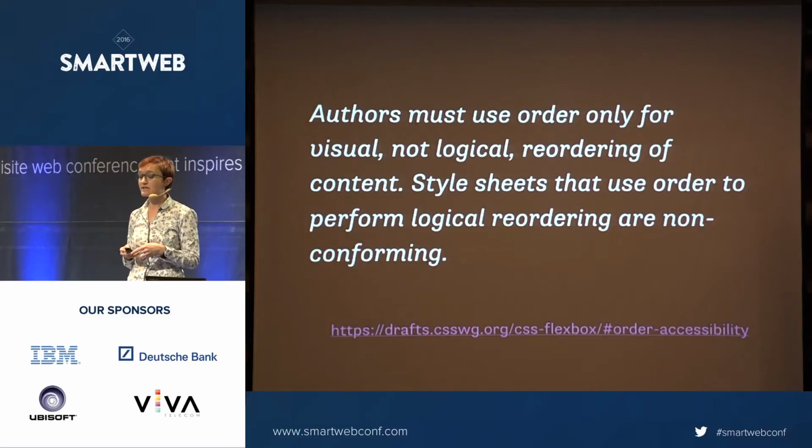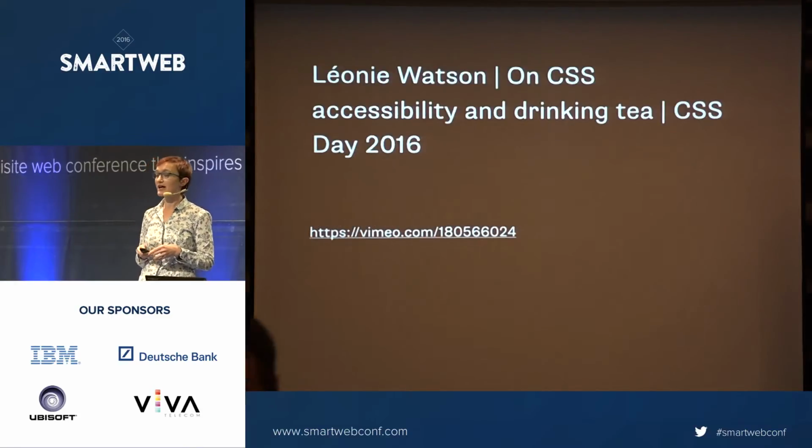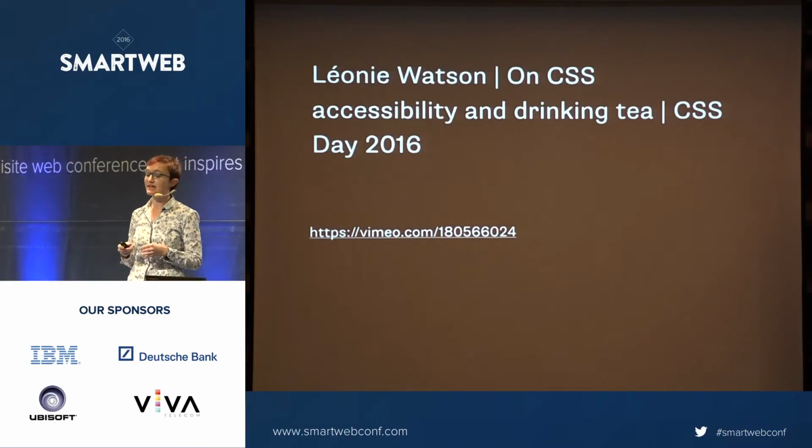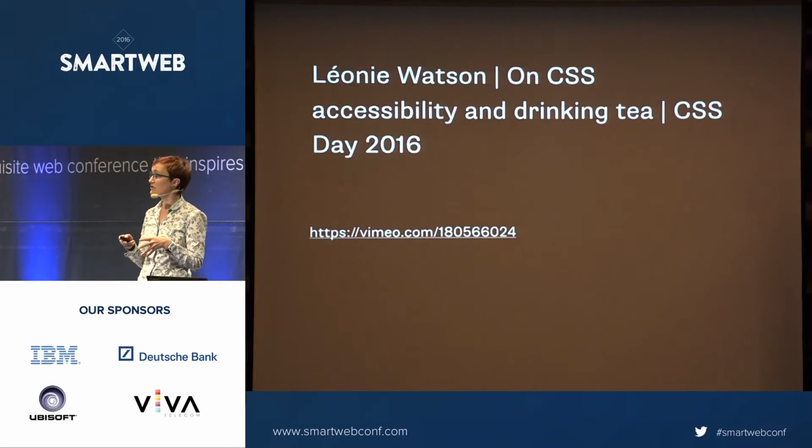Both the specifications, Flexbox and Grid, talk about this problem and say that authors should be using order only for visual and not logical reordering. And the same for authoring tools. Authoring tools should reorder the source if that is what is wanted, and not just drag things around visually. For a really good look at this in practice with screen readers and things, this is Leonie Watson's talk, video, and she talks about this CSS accessibility problem. I would really recommend, if you're starting to use these new layout methods, to have a look at that video. It's really worth your time.